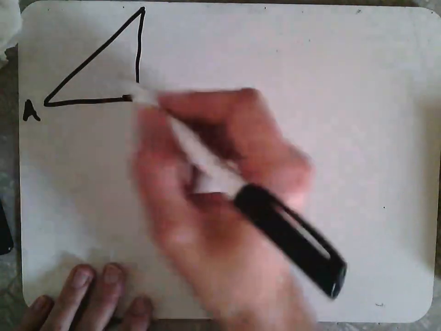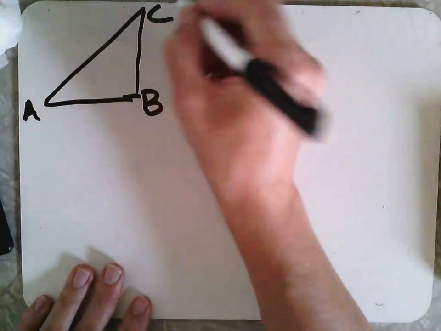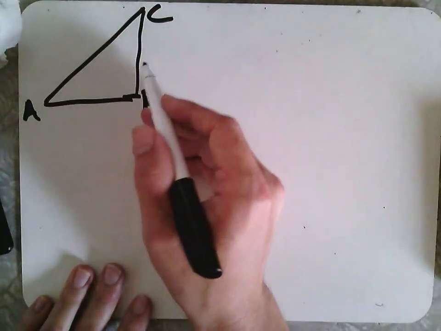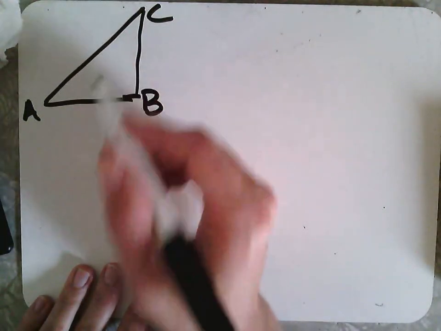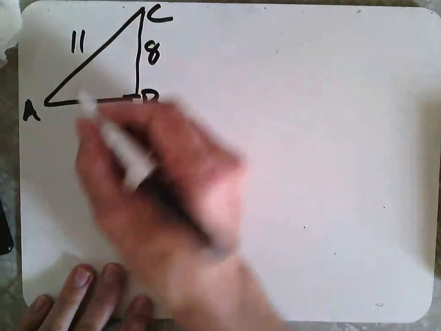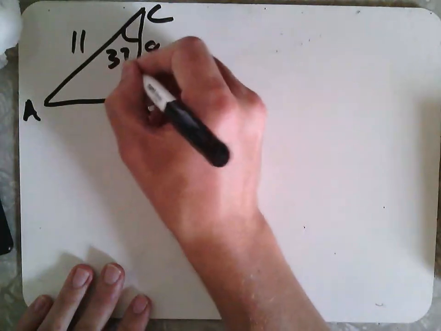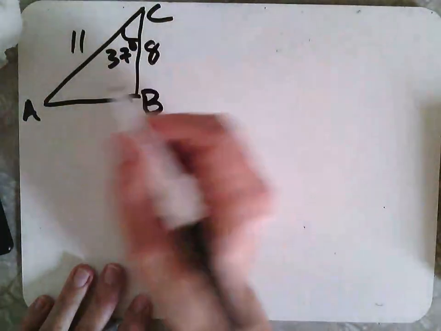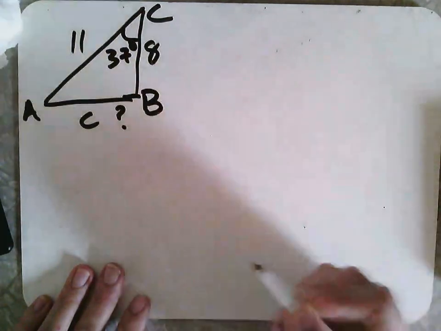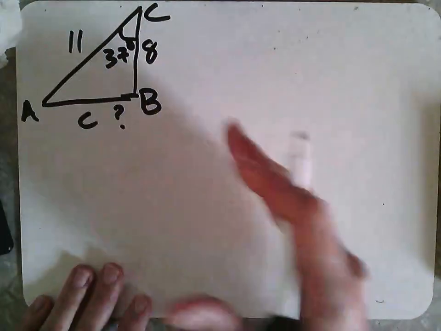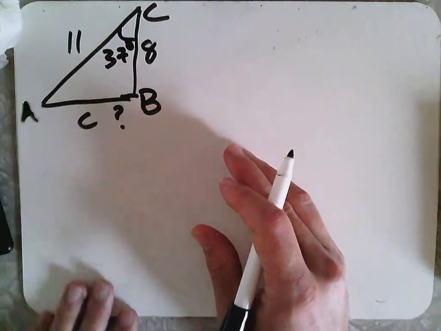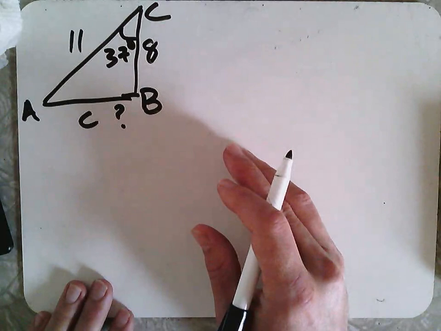We'll call these angle A, angle B, angle C. Say we're given two sides and an angle, and we want to find a third side: 11, 8, and then we'll say this angle is 37 degrees. This is just an example. And this side, little c, we want to figure out what that side is. Do not assume that this is a right triangle. It doesn't have to be. That's the nice thing about this law of sines and law of cosines stuff.